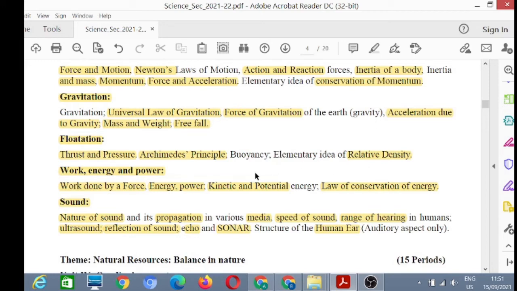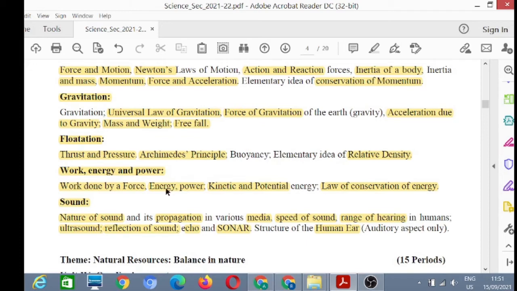Now next topic is work, energy and power. So we have three terms: work, energy and power. Now what is work? Work is force into displacement. And what is energy? Energy is the capacity to do work. And power is energy consumed per unit time. So there are three terms.